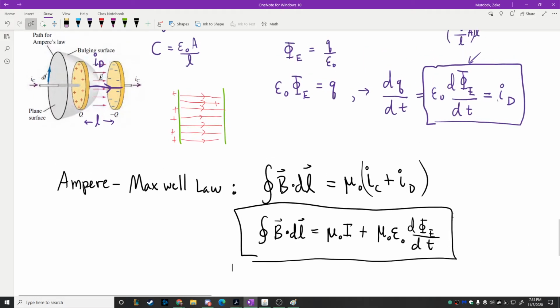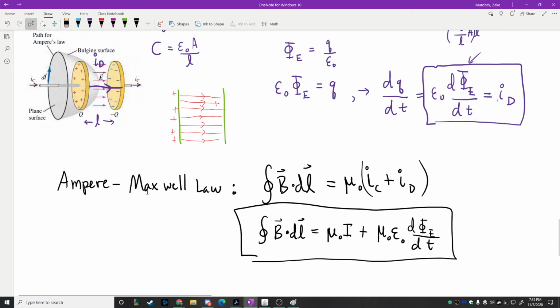It's not really current. That's just the name that Maxwell gave to it, right? Electric current is a very specific thing. This just happens to have the same units as current. It's related to the time rate of change of electric flux, which we know has the units of current. So why not call it displacement current? It has the same units after all, even if it's a completely different phenomenon.